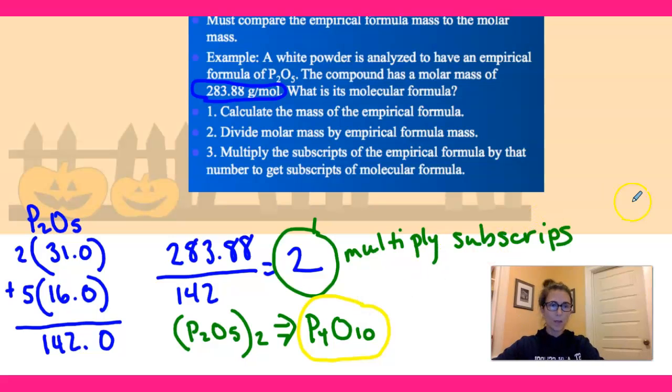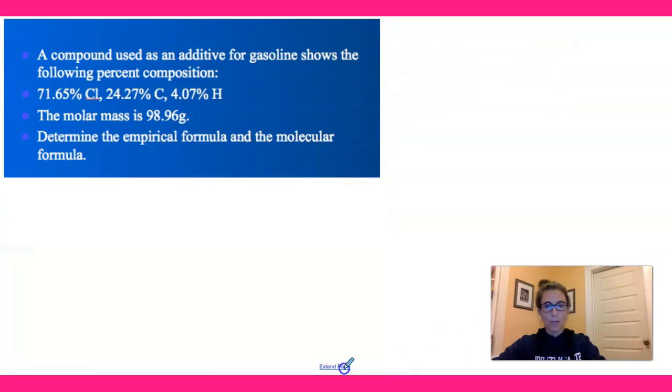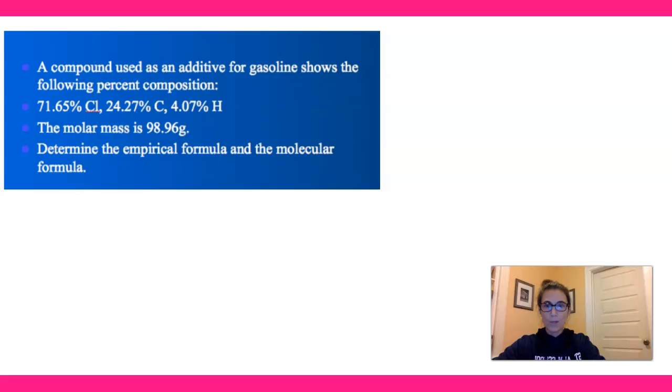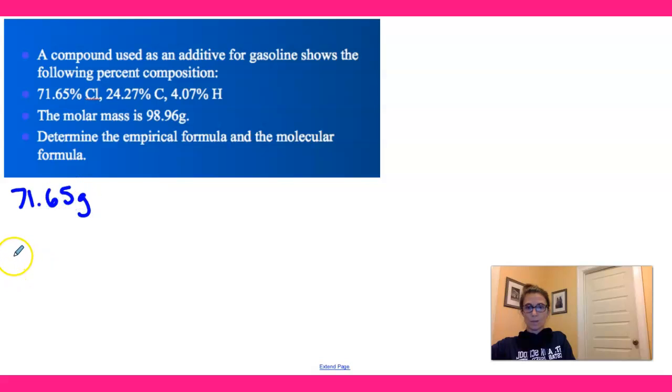Right, so the empirical formula calculations are actually the harder part. Once you get the empirical formula and the molar mass, it's not a really difficult calculation. Okay, so this time we are given some percent composition data for a compound and a molar mass. So what we first have to do is figure out our empirical formula, so determine empirical formula and a molecular formula. So remember, when we have percent composition, we just pretend like those are grams.